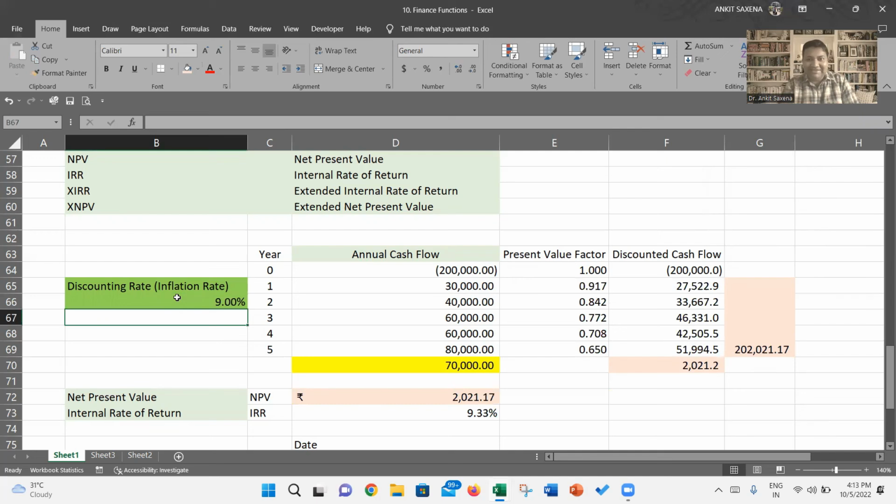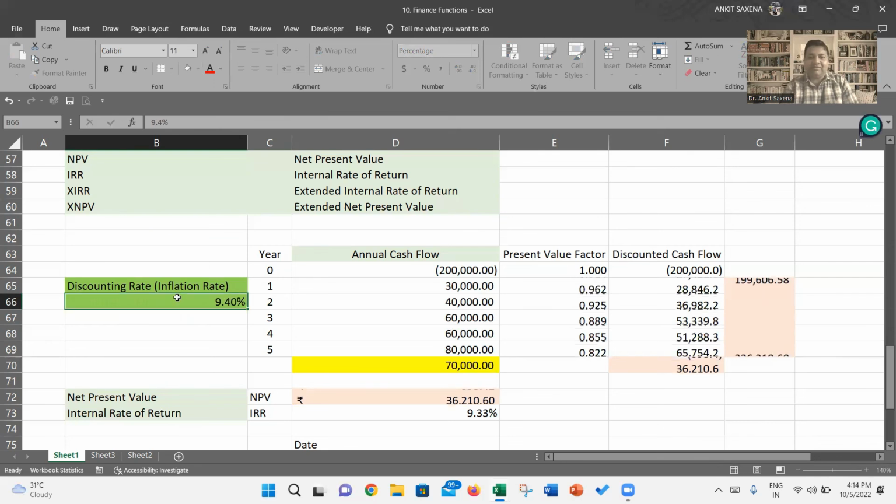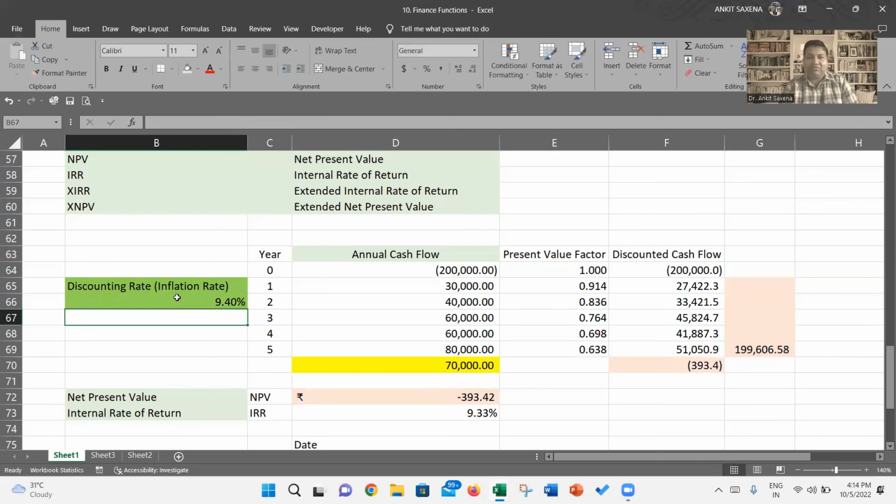If I say 9%, this value will keep on rising. The moment your inflation is lesser than the IRR, your NPV is going to be higher. As you reduce the rate, your NPV goes up. If the inflation prevailing in the market is just 4%, you make 36,000 in terms of present value. This is how the entire equation is working. But the moment your inflation rate is above the IRR, you will have a negative net present value. For example, if I say 9.4, slightly above this IRR, you will have a negative net present value. Whatever you pay in today's time, whatever you are going to get in future has a lesser present value than what you are paying today. So this is the concept.